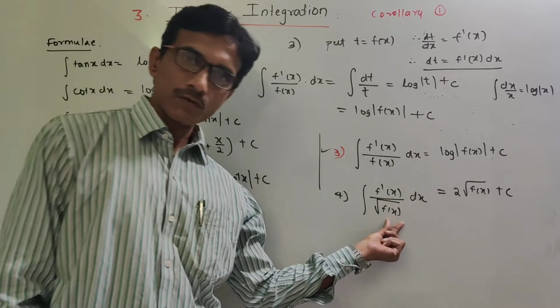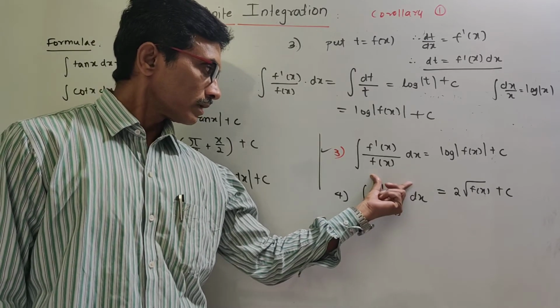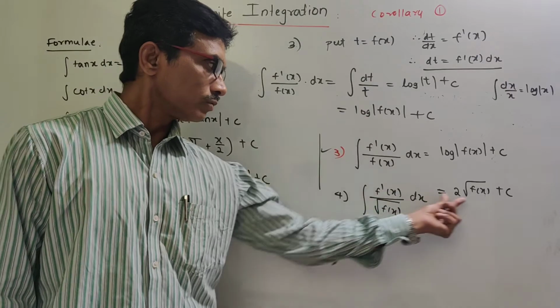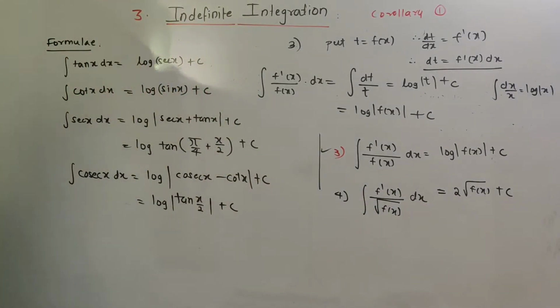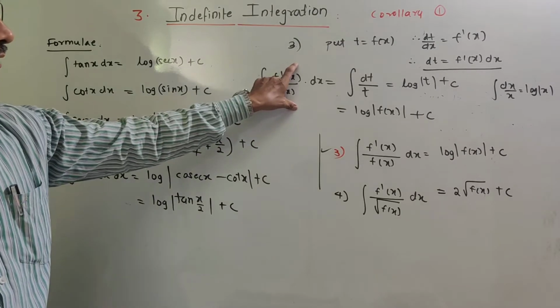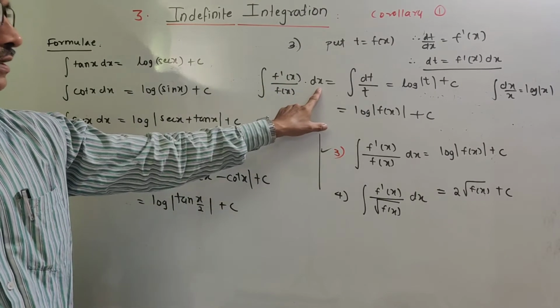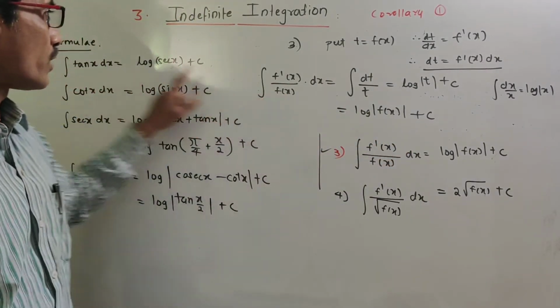Similarly, if we put t is equal to root of f of x over here, then dt will be f dash of x into dx upon 2 root t, and we will get this result. Then by using this corollary, integral of f dash of x upon f of x into dx is equal to log of f of x, we can derive these formulas.